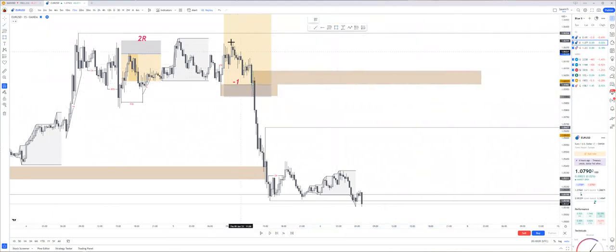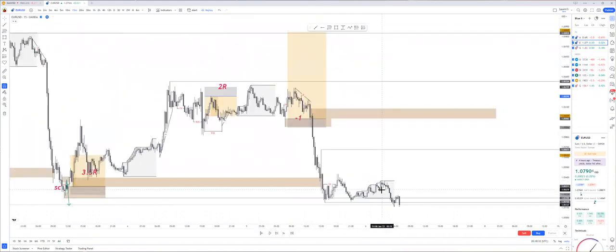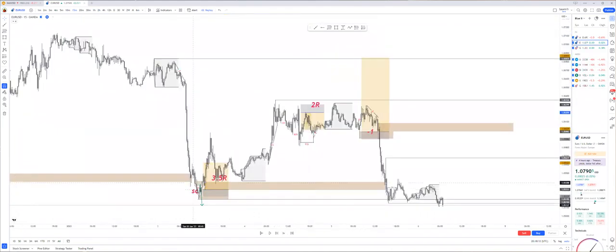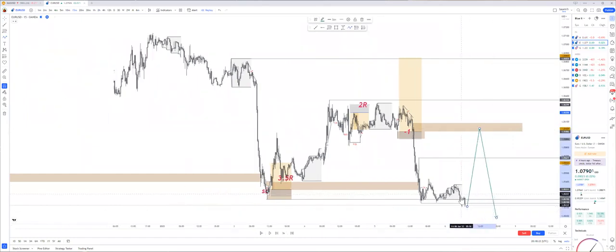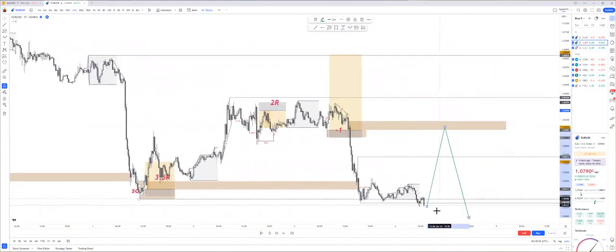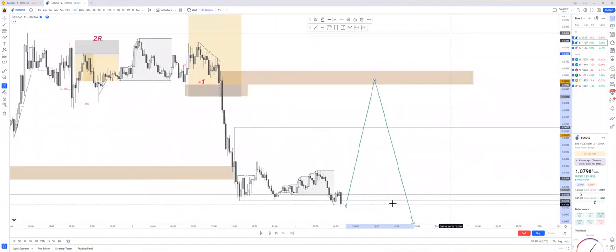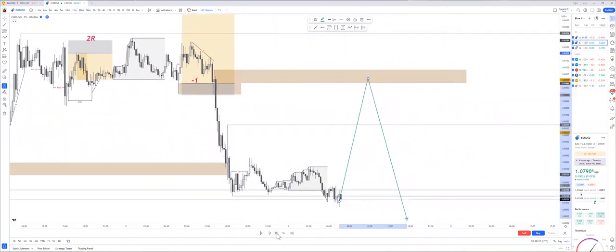There's also liquidity on this trend line here. And now, furthermore, I'm a bit bearish. Okay, so I'm thinking price is going to do something like this. But let's see what happens. If price is going to do this, I want to buy it back up and then sell it back down. So let's let price play out now.